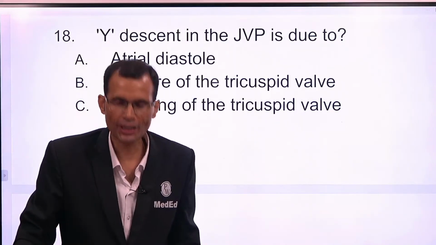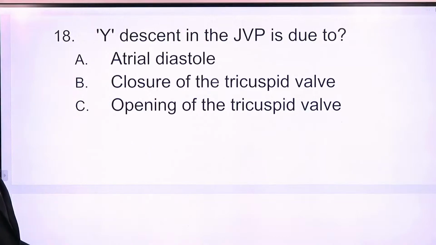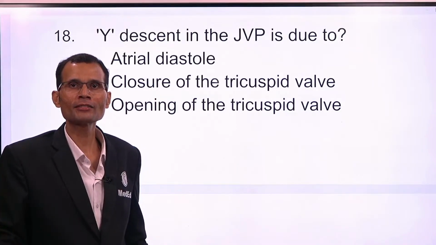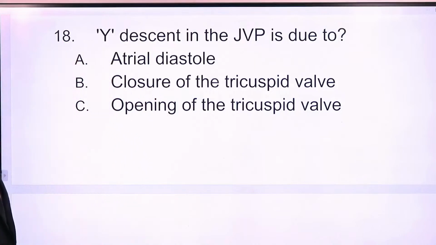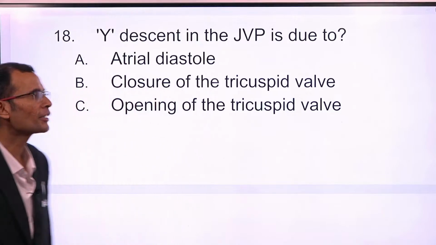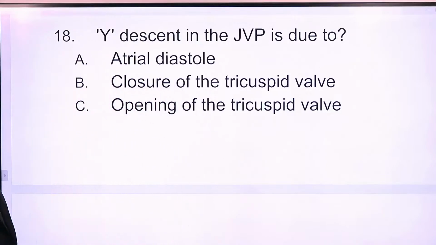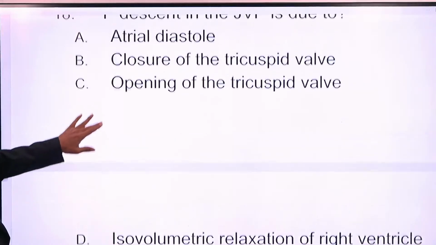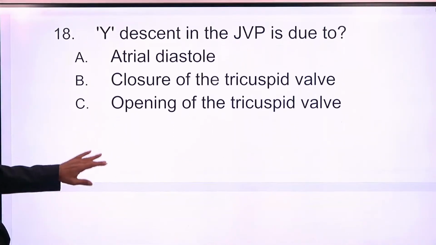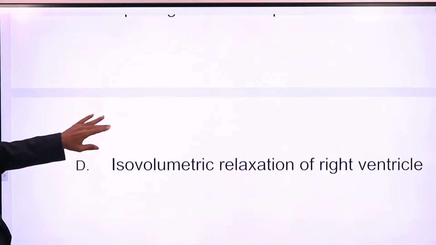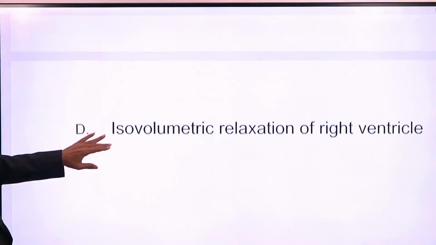Now this is about the JVP. Next question: the descent in the JVP is due to? I'm waiting for your answers. I'm looking in the chat box. The descent in the JVP is due to? Come on, anybody home? Anybody listening? Anybody answering? Okay. The descent in the JVP is due to atrial diastole, closure of the tricuspid valve, opening of the tricuspid valve, or isovolumic relaxation of the right ventricle.